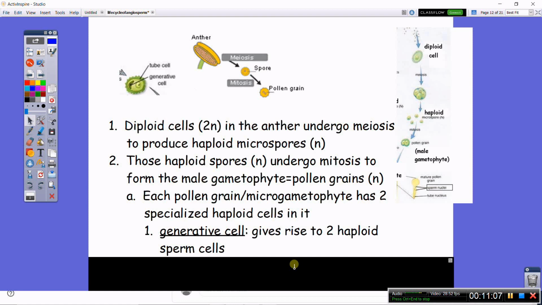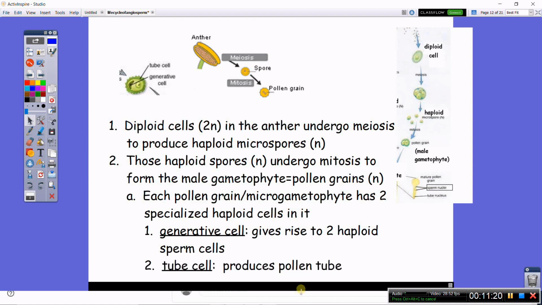Okay, so the generative cell is going to give rise to two haploid sperm cells. So remember we said double fertilization. One sperm cell is going to do one thing and one sperm cell is going to do another thing. Okay, and then your tube cell is going to produce your pollen tube. The pollen tube is how we're going to get the sperm cells from the top of the stigma, which is that sticky surface at the top of the carpel, all the way down into the ovary where the ovules are. Okay?